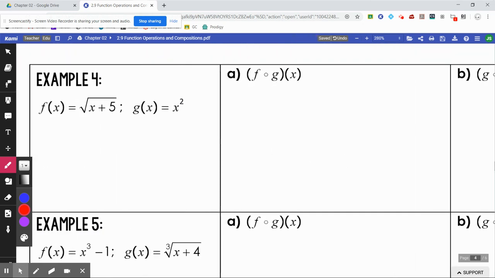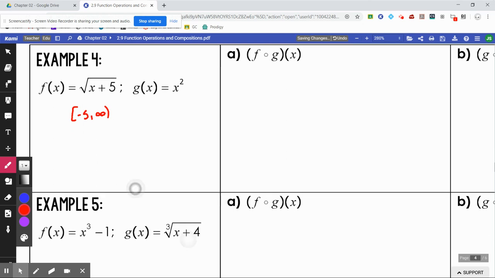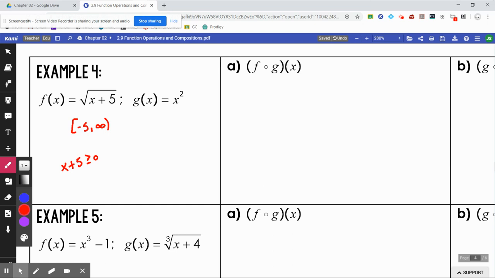Example 4, f of g. First off, let's find any domain restrictions. Now with our first one, I can only plug in values from -5 to infinity. And again, the way I found that was you take the x plus 5, you say the stuff under a radical has to be greater than or equal to 0, move it over, and you get x is greater than or equal to -5. So that's my restriction there, so let's keep that in mind.